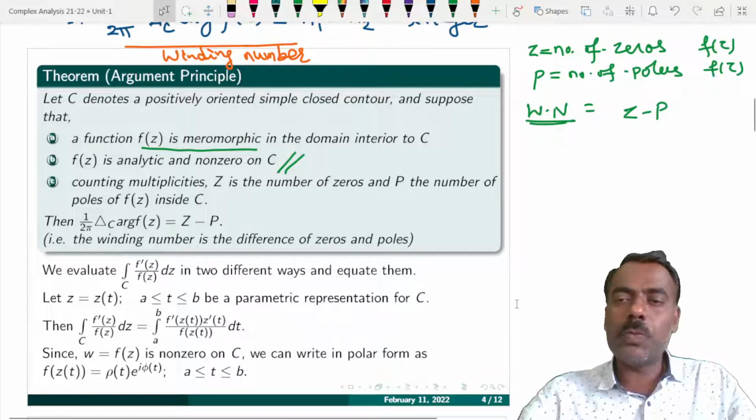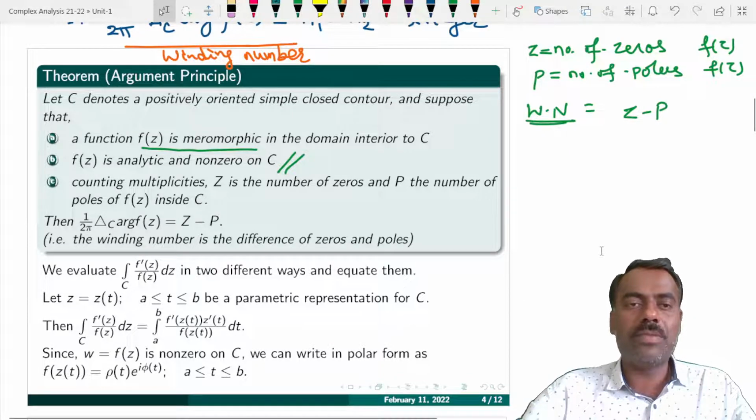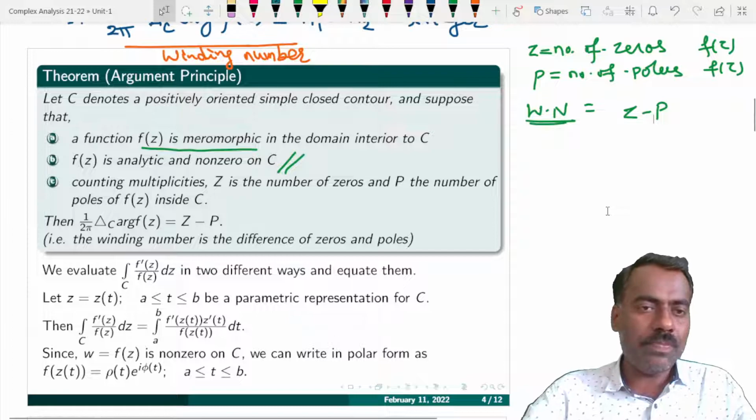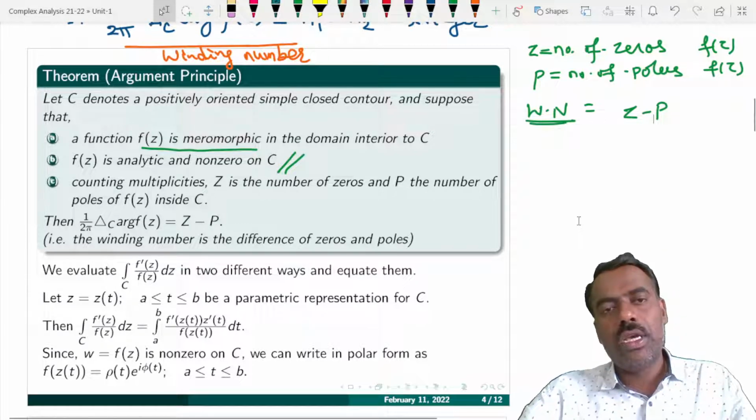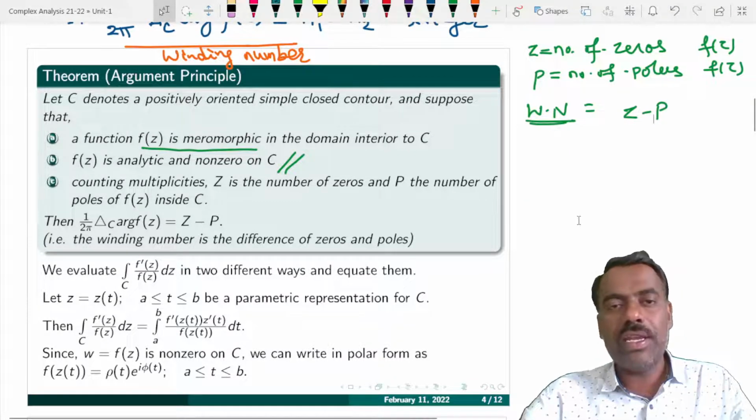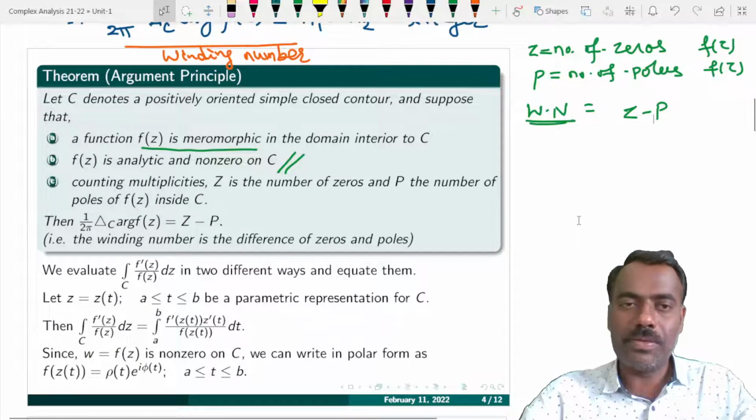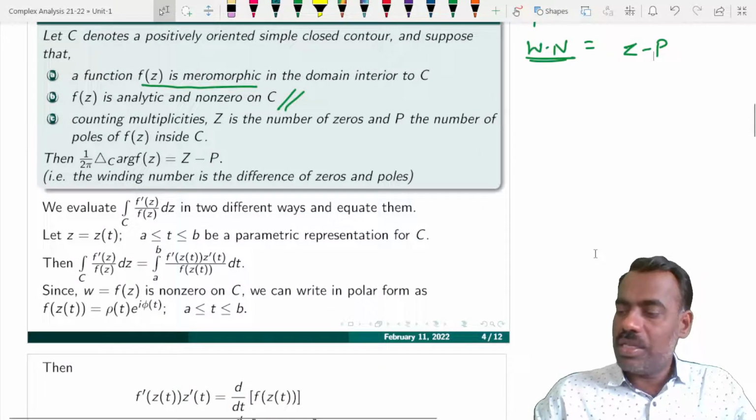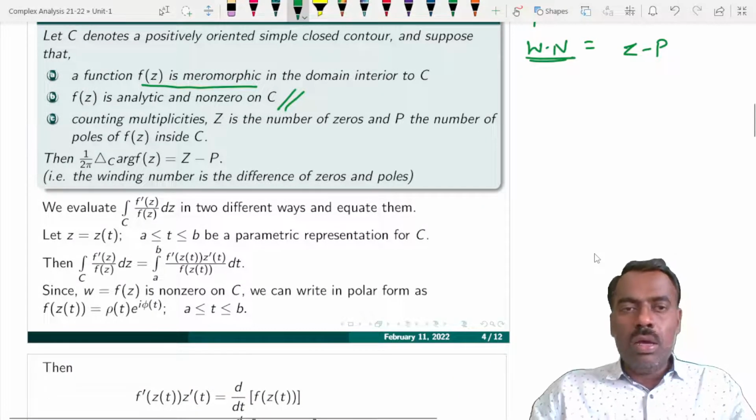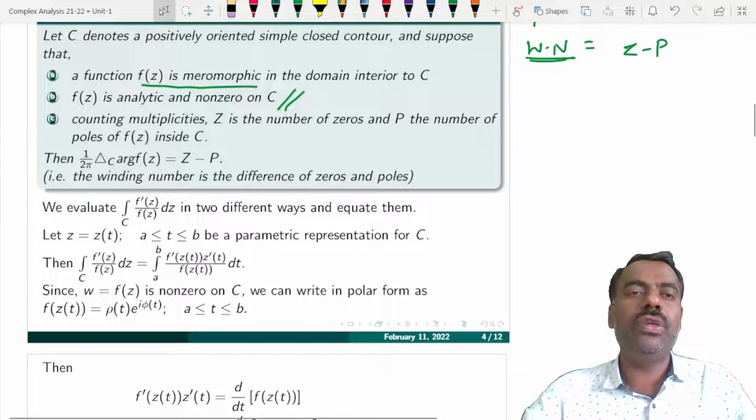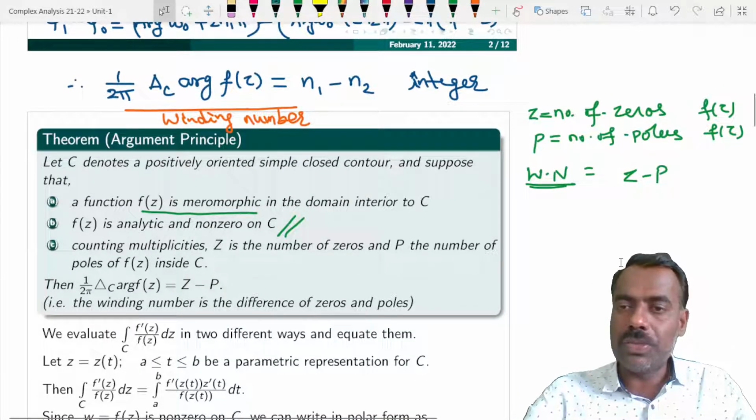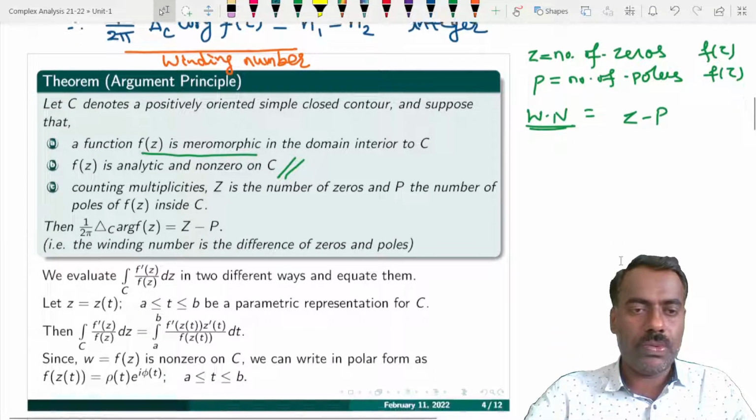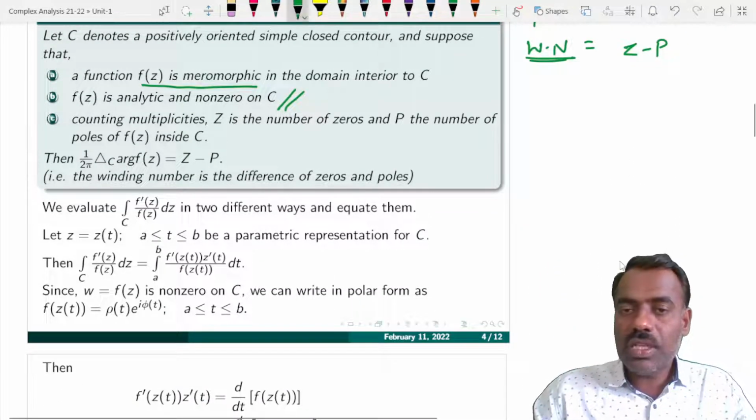While proving this, we also give an explicit formula for calculating the winding number in terms of integration, because in some textbooks the winding number itself is defined in terms of integration. Here, if we know how many zeros and how many poles the given function has, then the winding number is the difference of those. Fine. So how will we prove this?